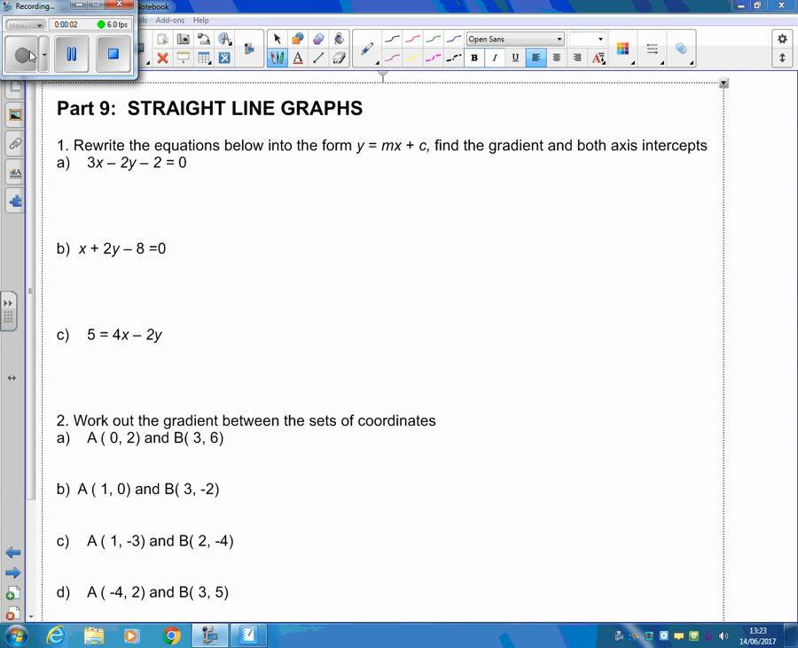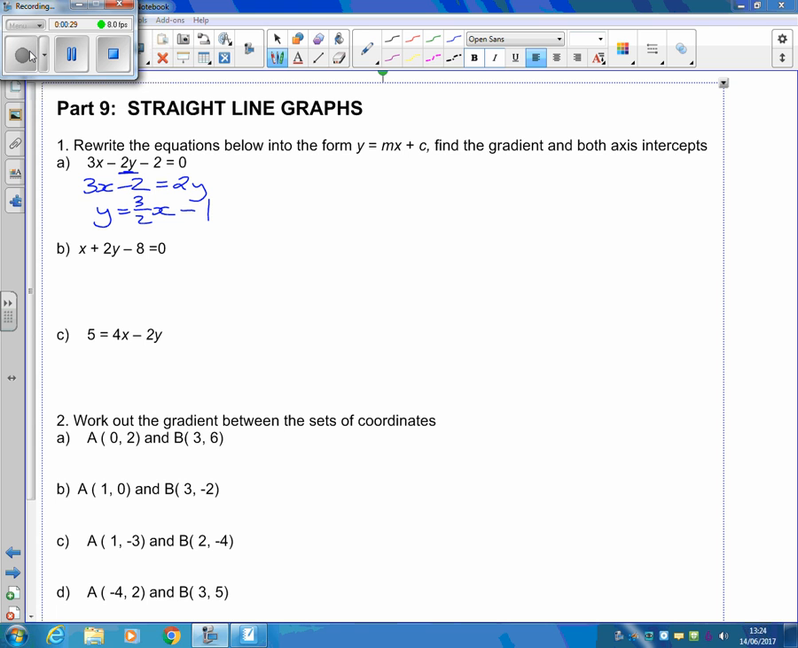So we come to the final part, straight line graphs. This is a repeat of what you were doing in one of the early parts, part 5, I think, rearranging it in a certain format. This time I want to try and get the y all on its own. So I'm going to add 2y to both sides. If I add 2y to both sides, I get this. And if I divide everything by 2, I'm going to get y equals 3 over 2 x, take away 1.